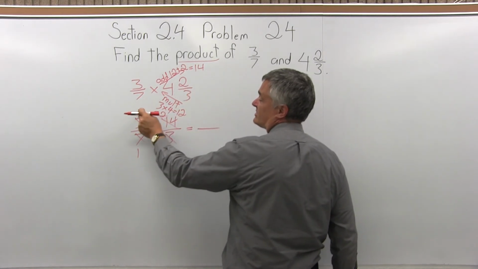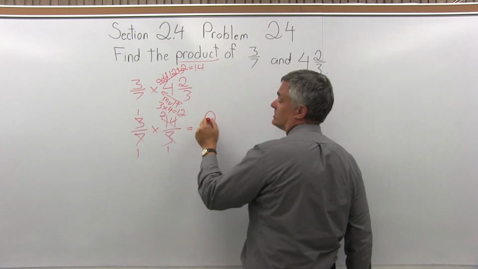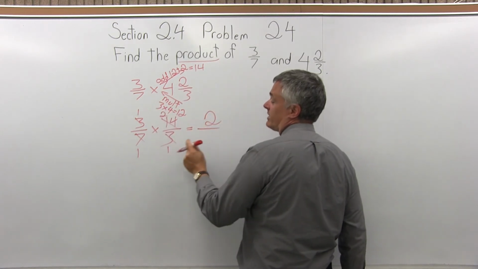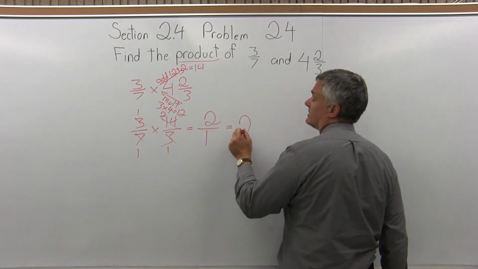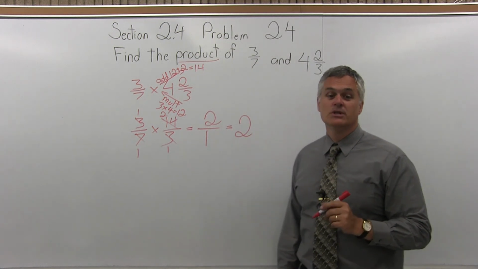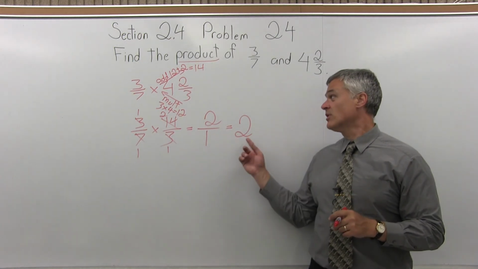So the numerators are just leaving me 1 times 2, which is 2. The denominator is 1 times 1, which is 1. And then 2 over 1, I can simply write as 2. So the final answer in its reduced form is 2.